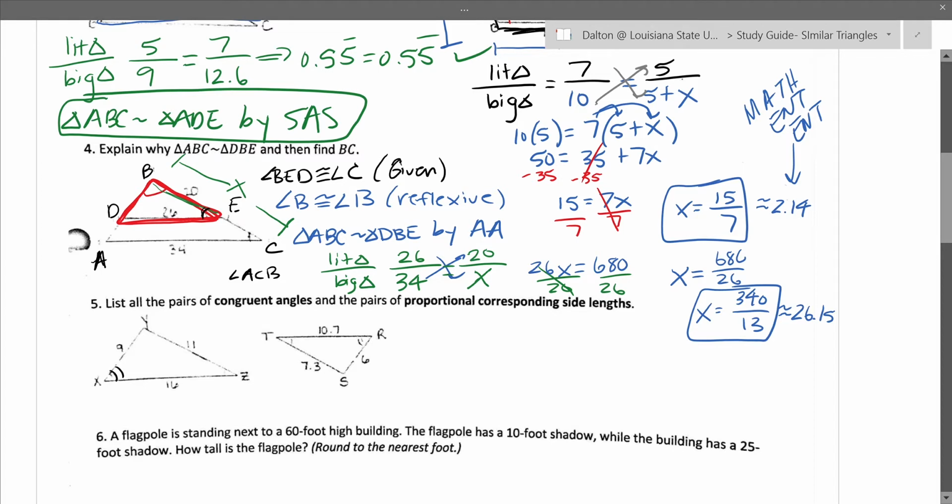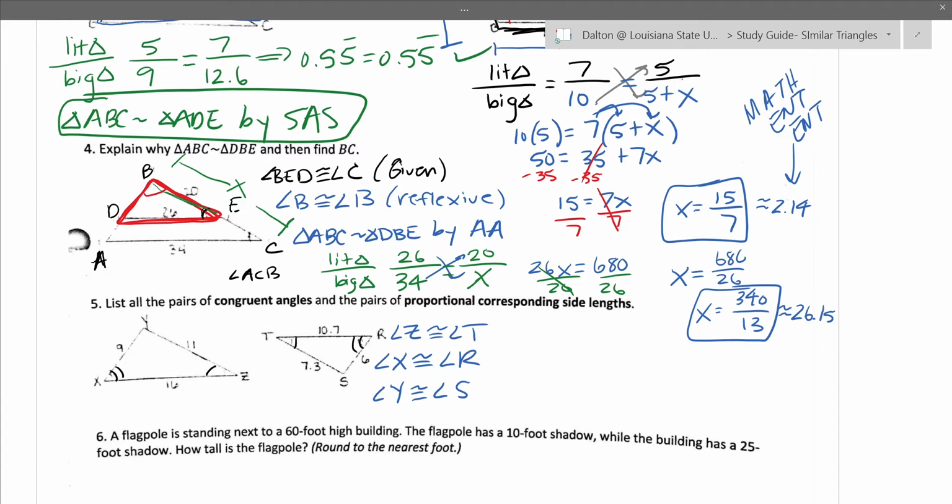X has 2 congruent tick marks or arcs, Z has 1, T has 1, and R has 2. So I'm going to use those to my advantage. I'm going to go ahead and say that angle Z, it has 1 arc mark, therefore it is congruent to angle T. 2 arc marks is going to be angle X, which is congruent to angle R. And lastly, that means angle Y is congruent to angle S. So I know in a similar triangle, my three angles are congruent.